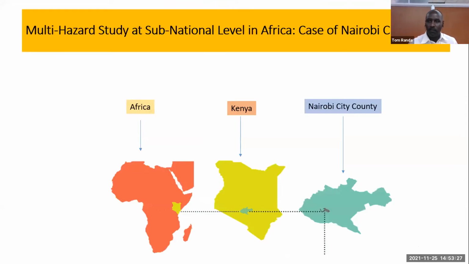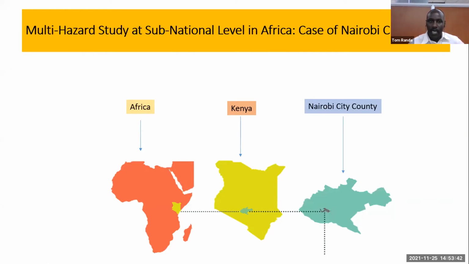The study is focusing on using the multi-asset risk approach to understand the risk and the cascading risks and their impacts in Nairobi and their policy implications. So the focus, for those who are new to the study, is Nairobi City, but we also selected two informal settlements. One is called Mukuru and another one is called Kipera.